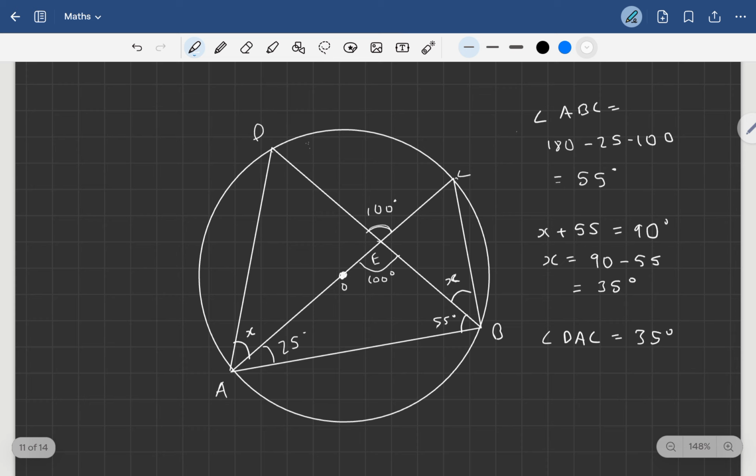The key here is always to work out what circle theorems we need to use in order to solve the appropriate question. Okay? And that comes with a lot of practice and thoroughly understanding all of the circle theorems and being able to spot them, which comes from a lot of practice and experience. Okay?